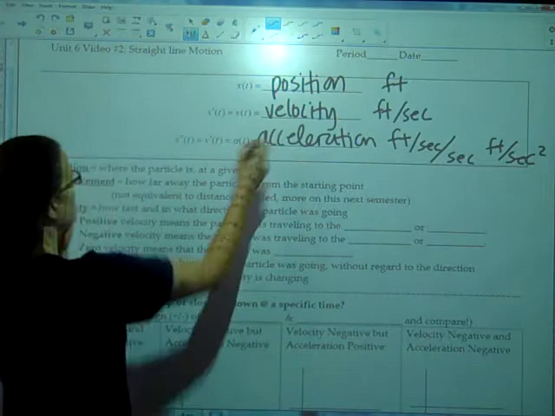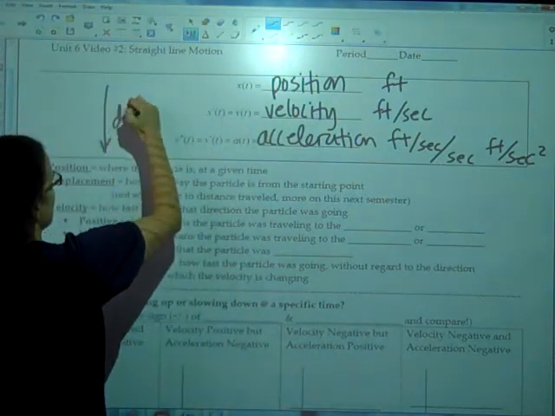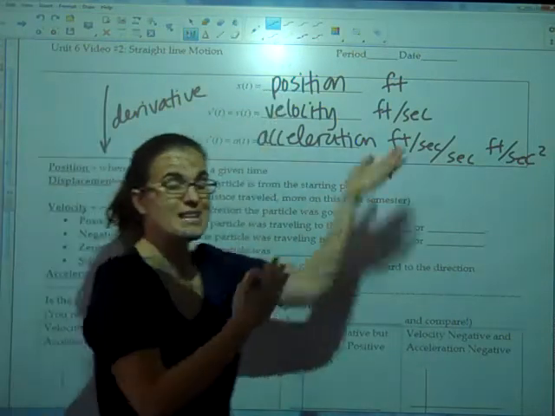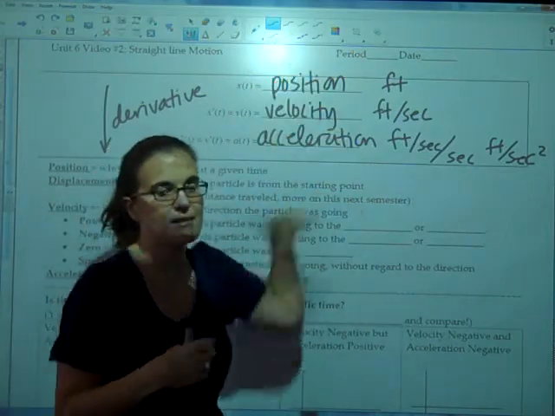Okay? This will be a really important topic throughout the year. As you move down this chart, we are taking the derivative. Right? Later on in the semester, or next semester, we will be moving up this chart, so we'll have to be taking the antiderivative. So really important to know position, velocity, and acceleration.